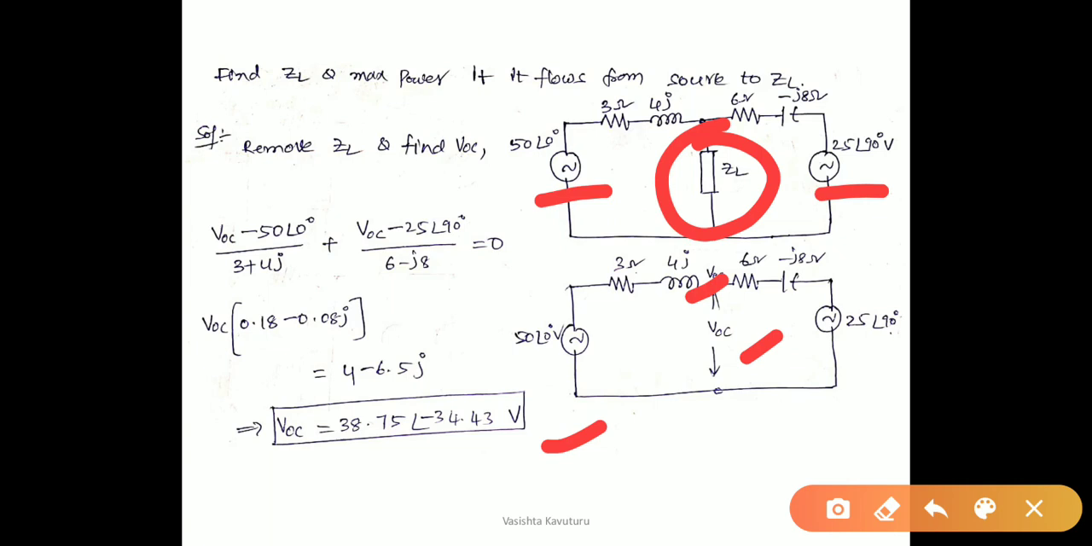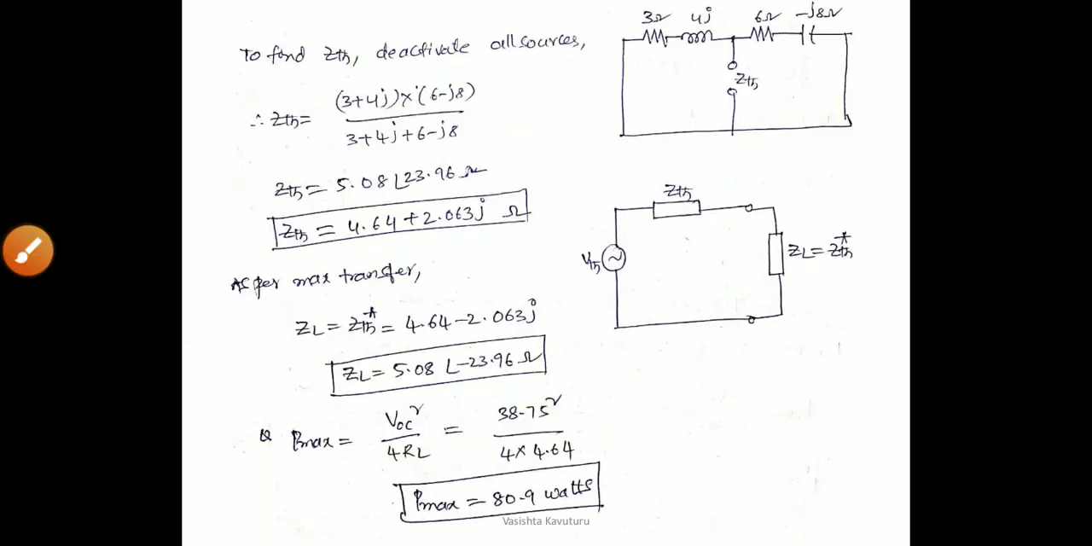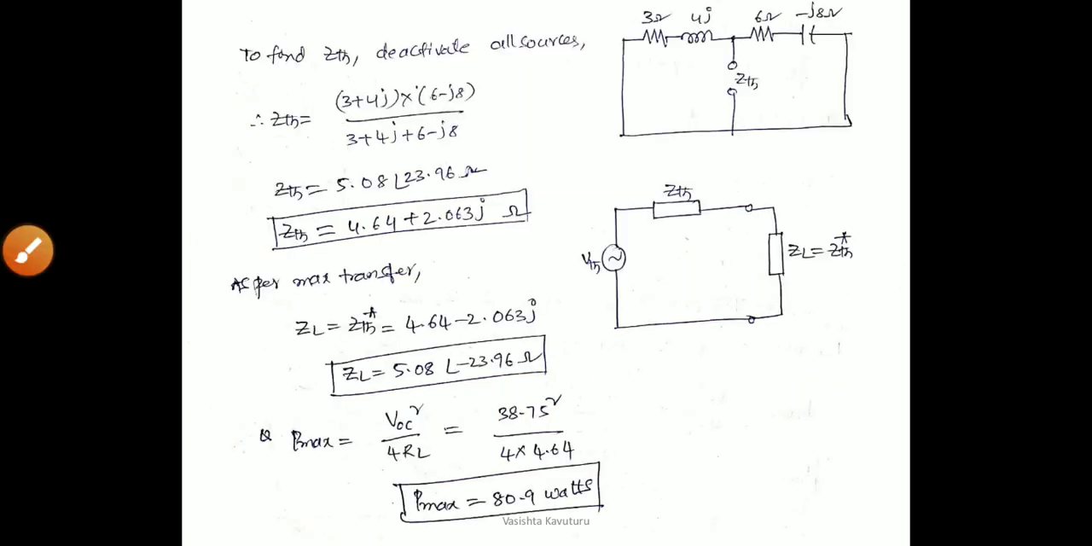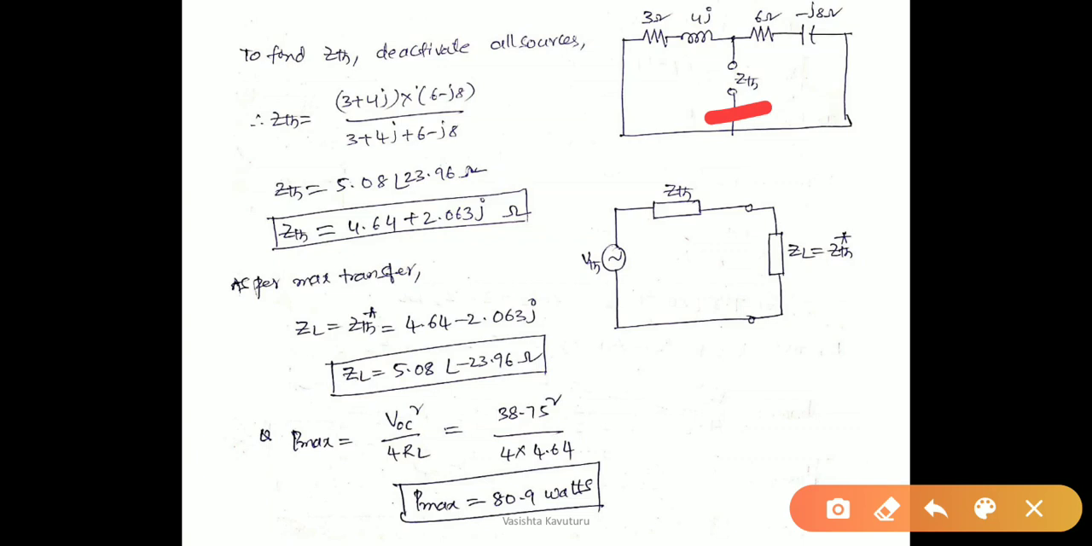After calculating the VOC, we have to calculate Thevenin resistance or Thevenin impedance. For that, we have to deactivate all the sources in the given network. Since we have two voltage sources, we have to deactivate these two voltage sources with short circuits. And then with respect to the load terminals, these two impedances are in parallel. Therefore, the source impedance or Thevenin impedance can be calculated as the parallel combination of the two impedances. Therefore, it is given as 4.64 plus 2.063 J ohms.